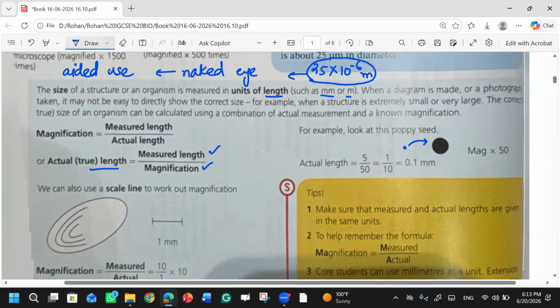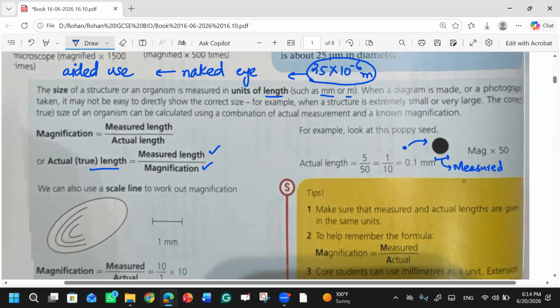Again, how will you get this measured length? Firstly you have this poppy seed. First step is you place this seed under the microscope, you zoom in, you magnify it. Once you have magnified it, now you will calculate this length. When you have calculated this length, this is known as the measured length.